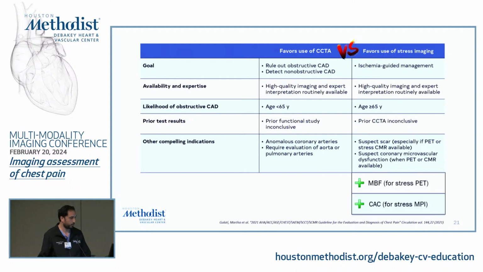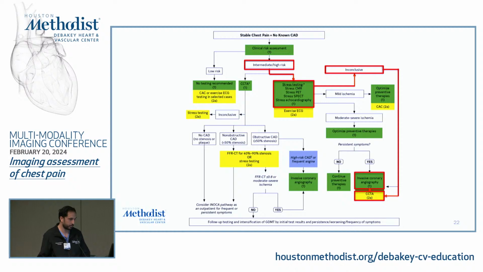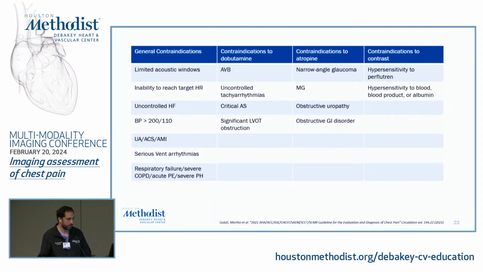If I may add one more thing on these differentials, or what favors one over the other, we can always get a calcium score with stress MPI, and myocardial blood flow with a stress PET. This is the pathway we used in our patient. She was intermediate to high risk, so we went for stress imaging. When the stress imaging was inconclusive, we went for CTA and eventually invasive angiography. Those are the contraindications for stress echo. Dr. Kohlmeyer already covered those.